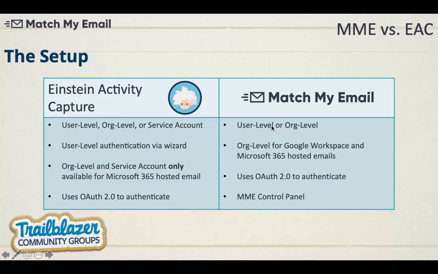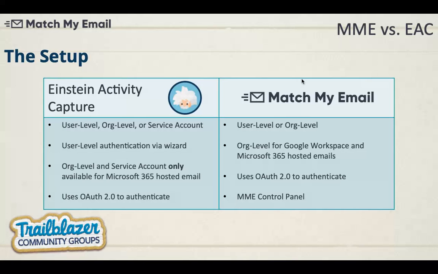All right. The setup. So setting up Einstein, from what I've read, you can do it on a user level, an org level, or something called a service account. I'm not familiar with the service account. I'm not quite sure how that works. Maybe some of you folks are. But from a user level, the end user goes through an authentication wizard. They have to type in their email address and password, and then they can get the integration set up, and the emails will start to be processed.